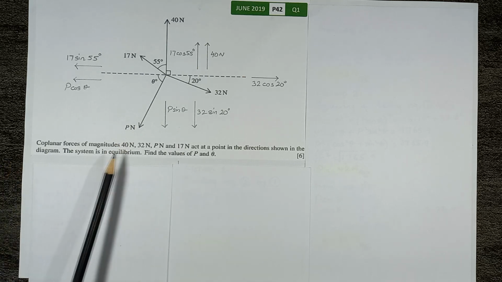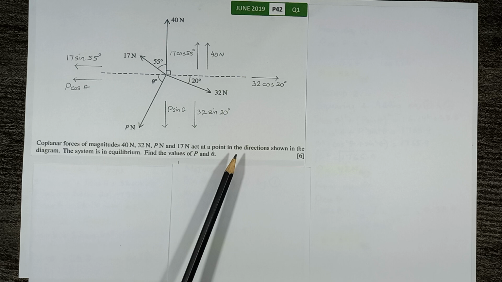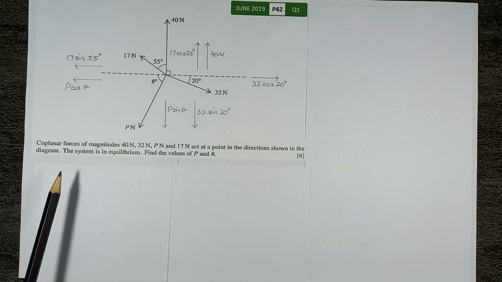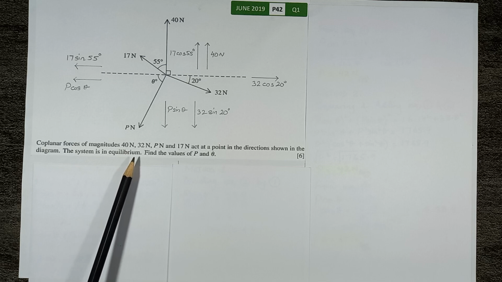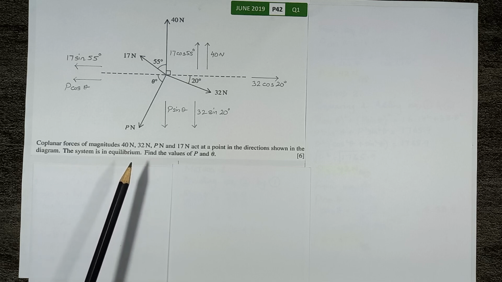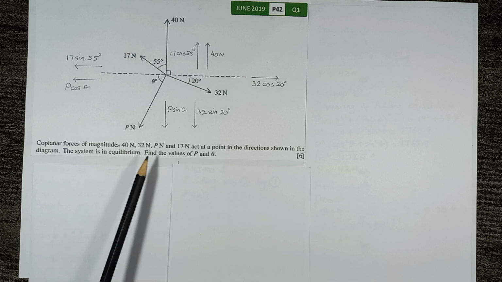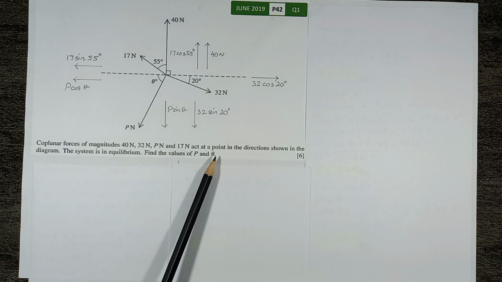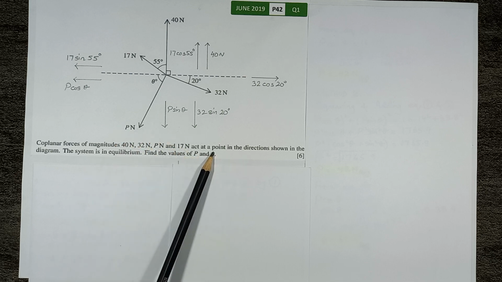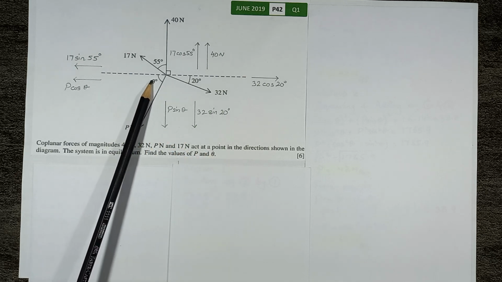According to the question, these four forces act at a point in the direction shown in the diagram. Very clear, we can see that the system is in equilibrium. The condition that they have given us is an equilibrium condition. Find the value of P and theta. So P is basically an unknown force and theta is the angle. We have to find the value of this P and theta.